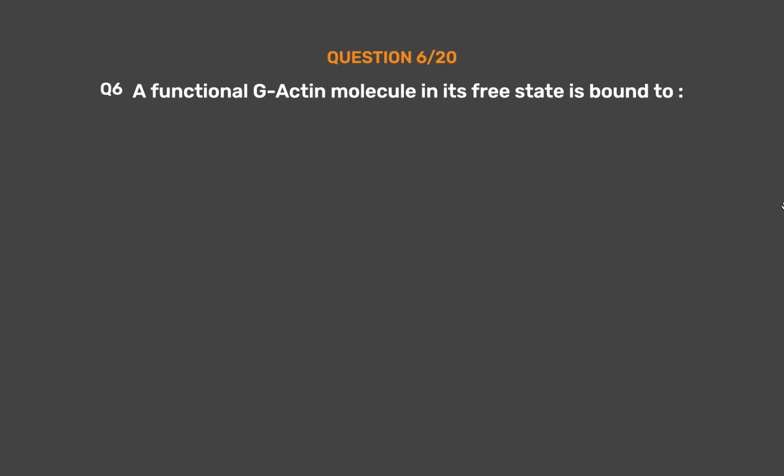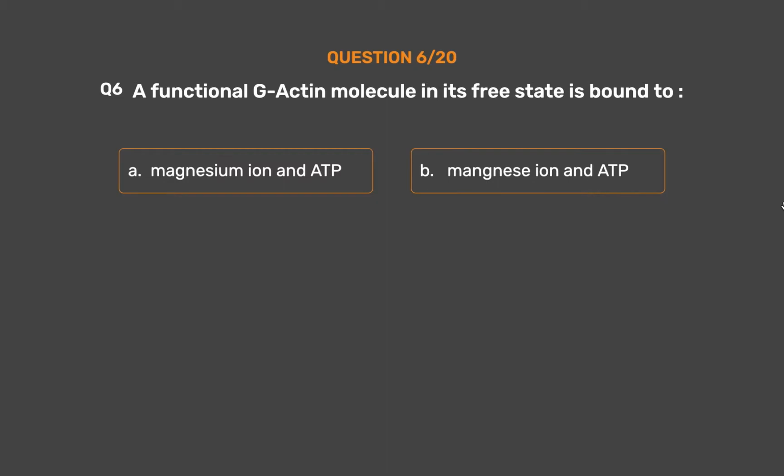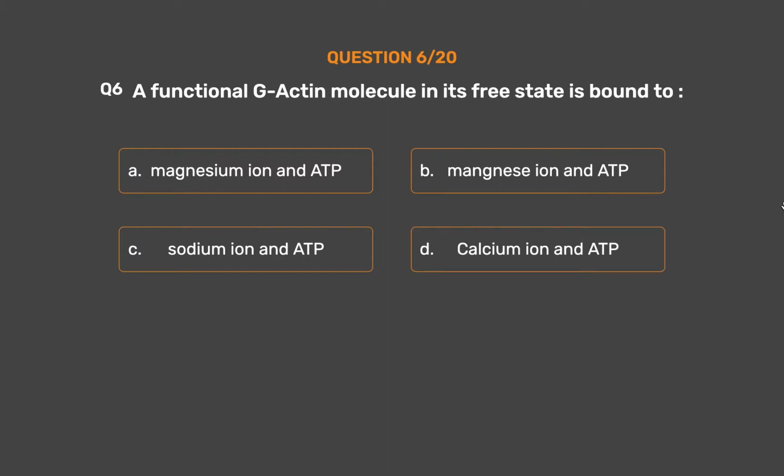Question number 6. A functional G-actin molecule in its free state is bound to Option A. Magnesium ion and ATP. Option B. Manganese ion and ATP. Option C. Sodium ion and ATP. Option D. Calcium ion and ATP.